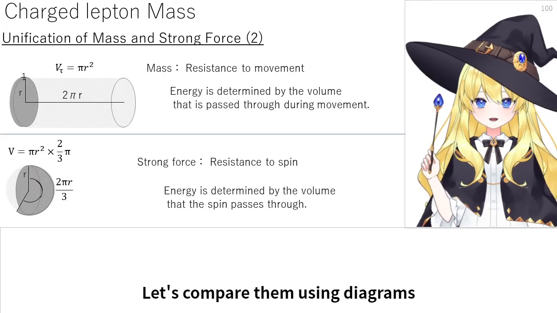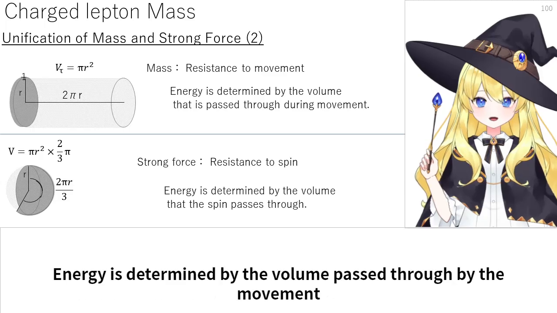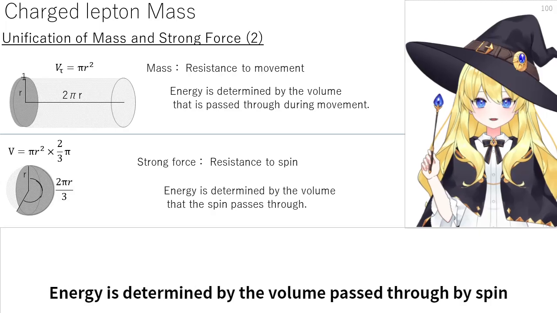Let's compare them using diagrams. Mass can be thought of as the resistance to movement. Energy is determined by the volume passed through by the movement. The strong force can be thought of as the resistance to spin. Energy is determined by the volume passed through by spin.